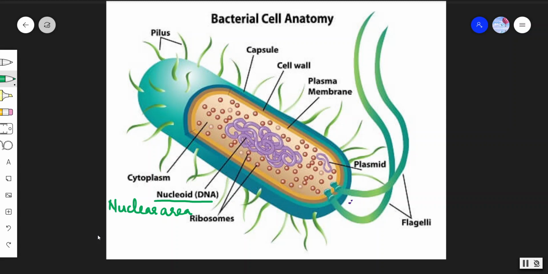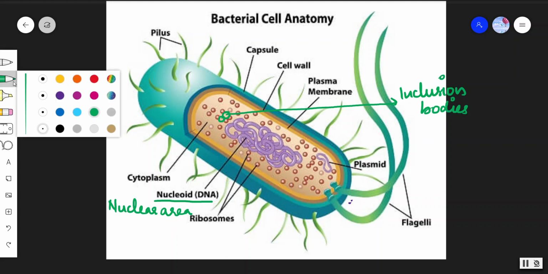Clear? And apart from that, they have some inclusion bodies, like here if I draw it, some inclusion bodies, and let me write it down to make it clear. Inclusion bodies. What these inclusion bodies do, they actually reserve food for the cell in the form of glycogen, starch, lipid and sulfur granules. And apart from them, there is a small fold-like structure.